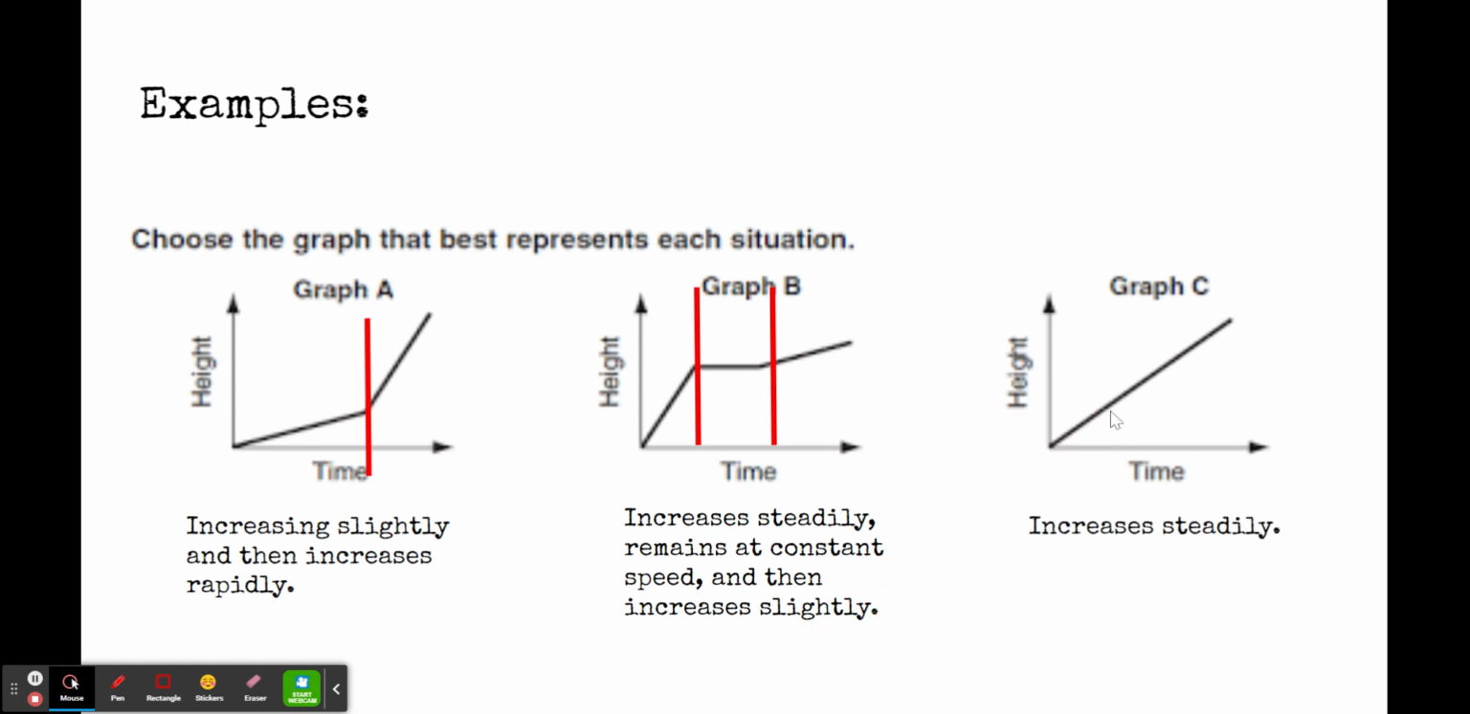And then for graph C, it increases steadily, which means it keeps going. It's increasing at a constant pace.